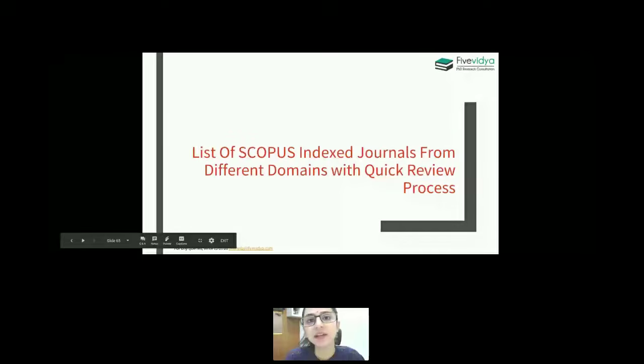So, wrapping up, we have discussed how we can search for a list of journals in SCI and SSCI journals. Then we have discussed how we can search for journals in the Scopus Index, and how you can search on the site and find a journal for yourself.